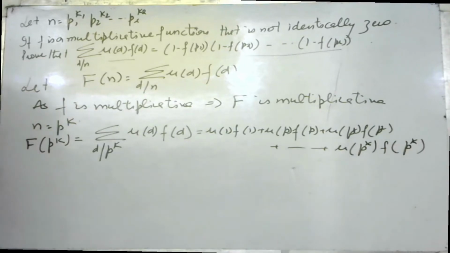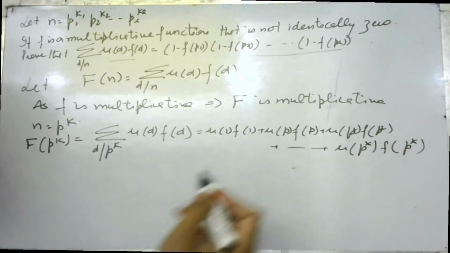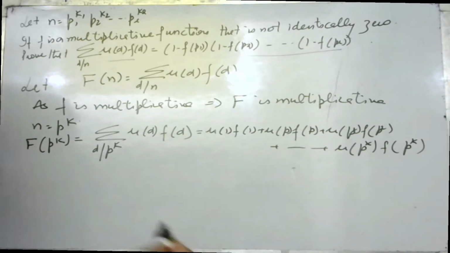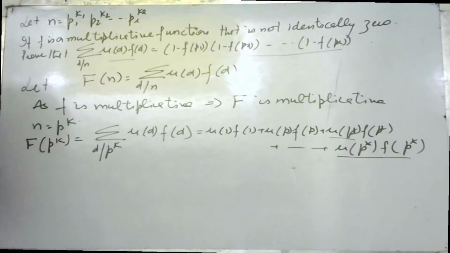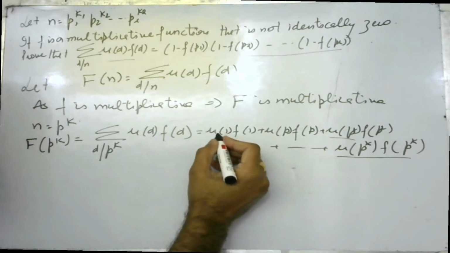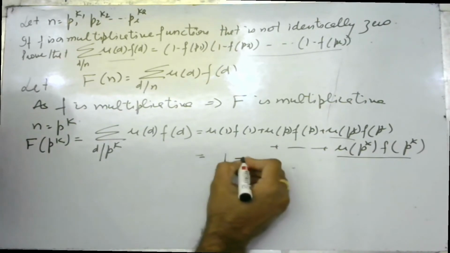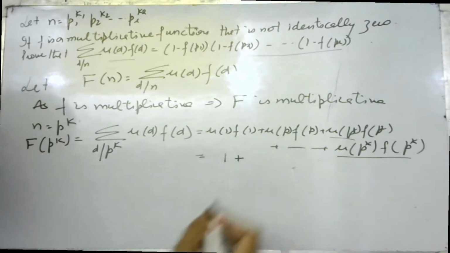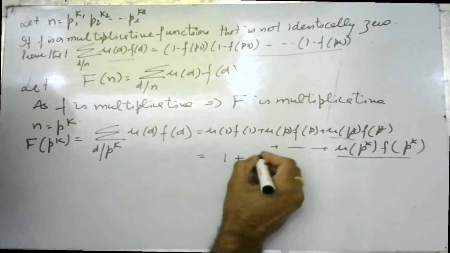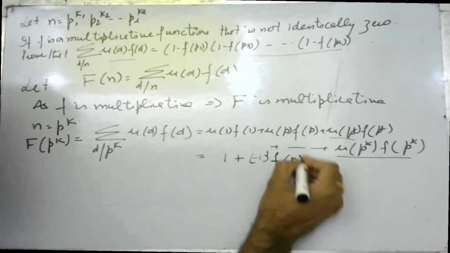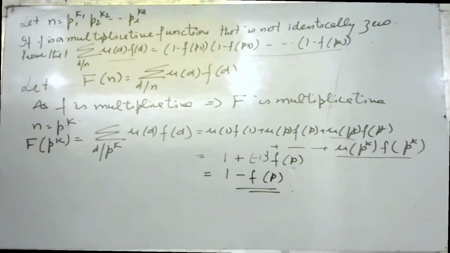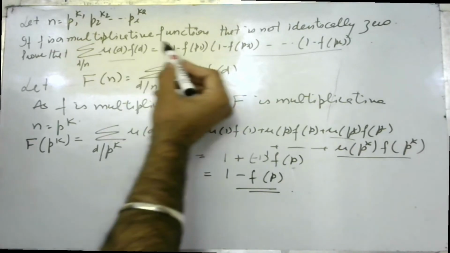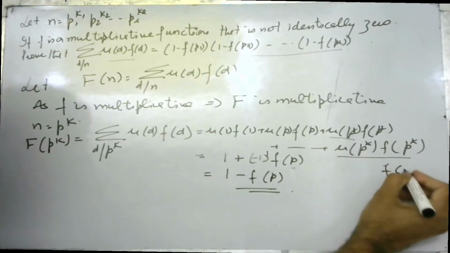As we are well aware of the definition of mu, when p square divides n, the value of the Mobius function is 0. That means from p square onwards all the terms become 0. So we are left with mu(1) f(1), which is 1, plus mu(p) f(p), where mu(p) is minus 1 power 1, that is 1 minus f(p). Because f is not identically 0, f(1) is 1.